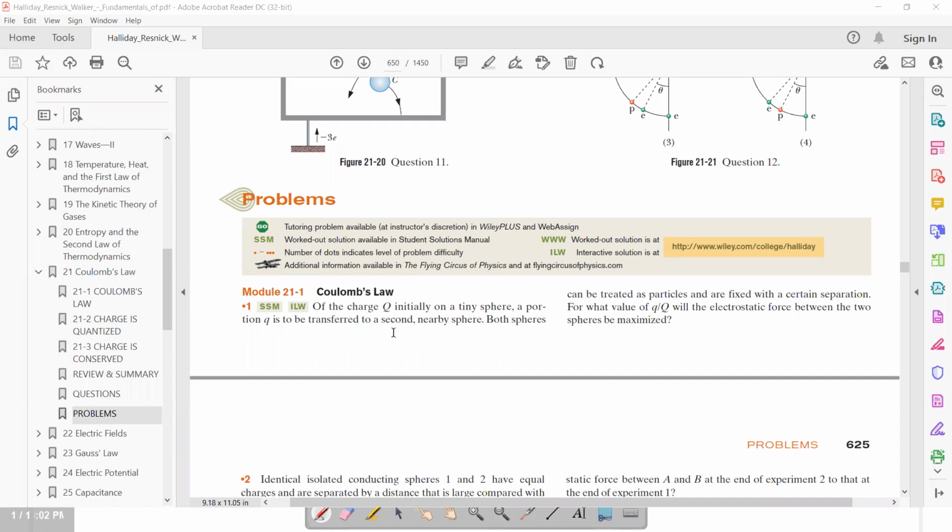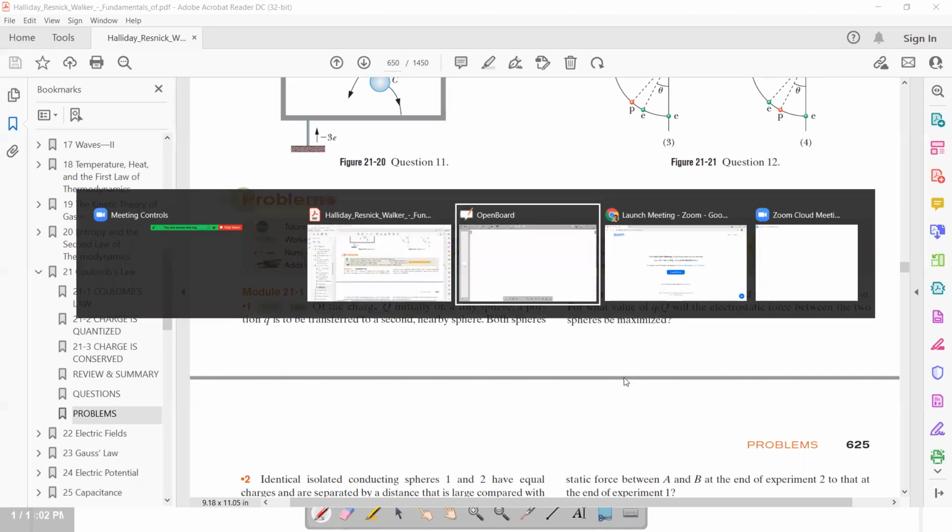to be transferred to a second nearby sphere. Both spheres can be treated as particles and are fixed with a certain separation. For what value of q by Q will the electrostatic force between the two spheres be maximized? Now let us see the solution of this.